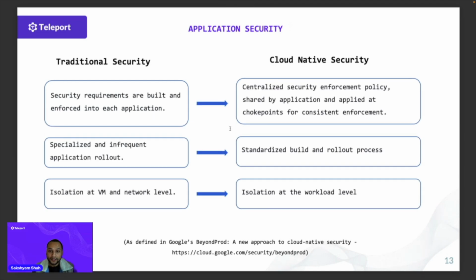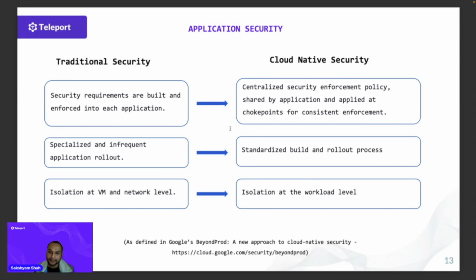Then coming over to application security. In traditional security, let's say, for example, your organization builds and deploys two different web applications. In traditional security, how security was implemented is that you have different sets of security requirements and enforcement policies for the two different applications. So if there's an application A and an application B, both have different security requirements and security development lifecycles, and that's how you have been building web applications or system applications in traditional security.